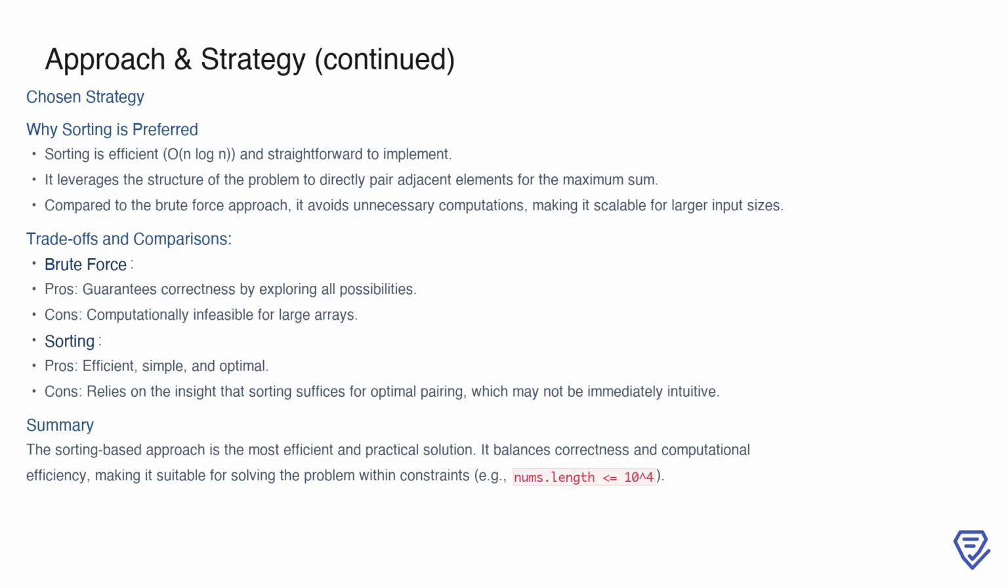While brute force guarantees correctness by exploring all possibilities, it is computationally prohibitive for larger arrays. On the other hand, the sorting-based approach strikes a balance between correctness and efficiency. It does rely on the insight that sorting suffices for optimal pairing, which might not be immediately obvious to everyone, but the trade-off in efficiency makes it worthwhile. In summary, the sorting-based solution is the most practical and efficient approach, allowing us to solve the problem within the given constraints, such as nums.length being up to 10,000.